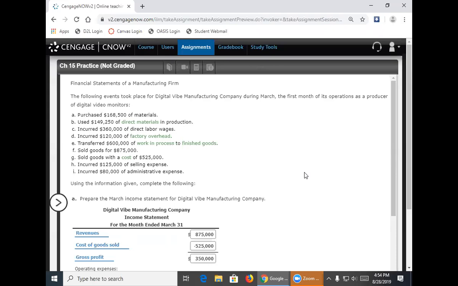It said we incurred 120,000 of factory overhead. That's work in process as well. So factory overhead, or FO for short, we have 120,000 going into work in process.